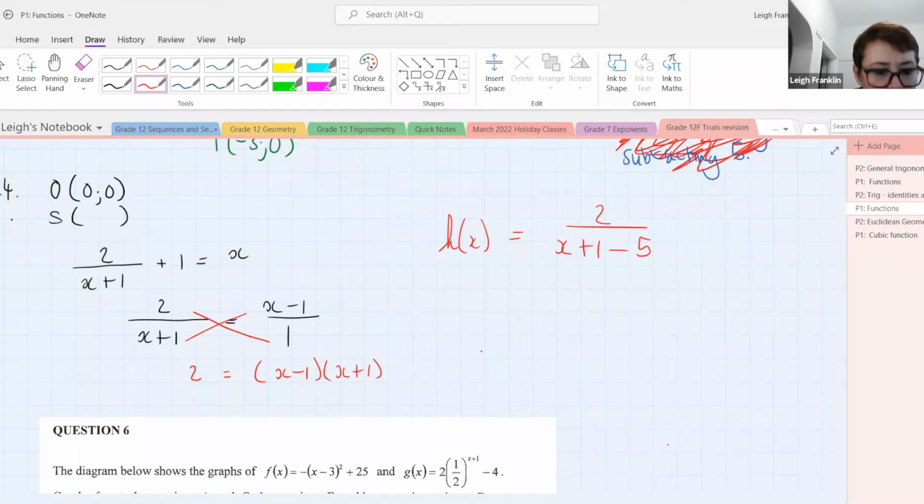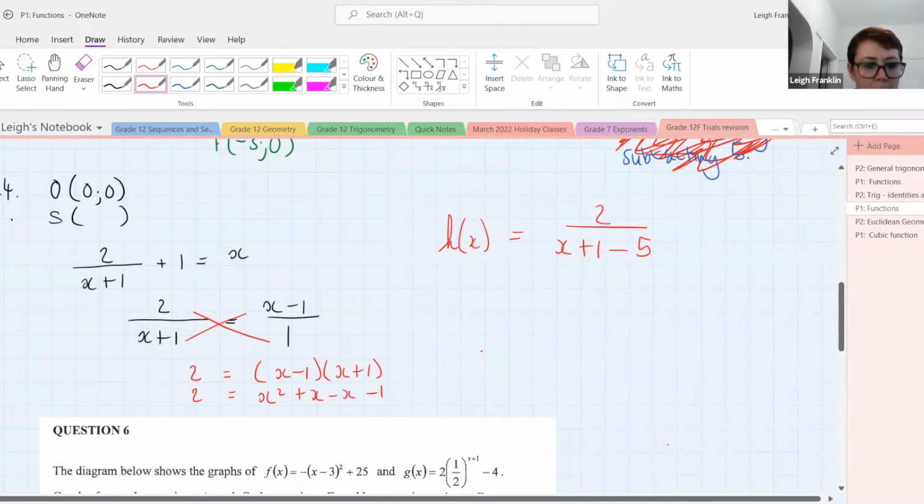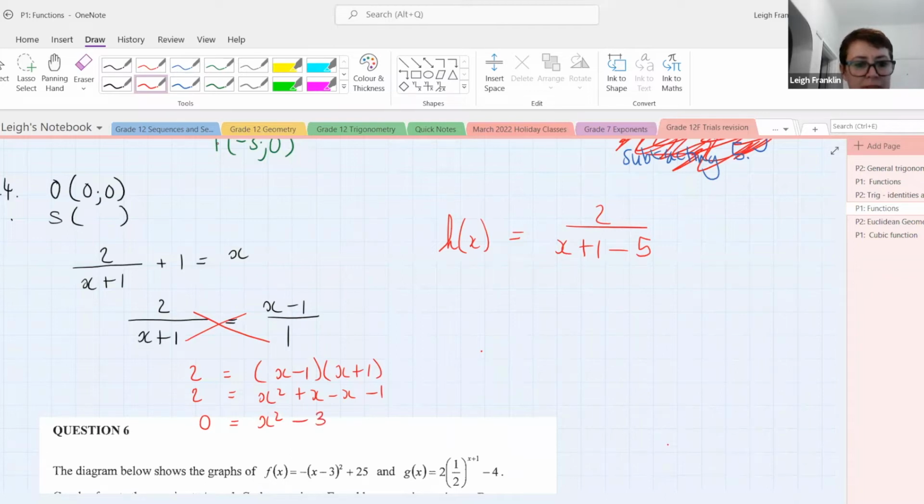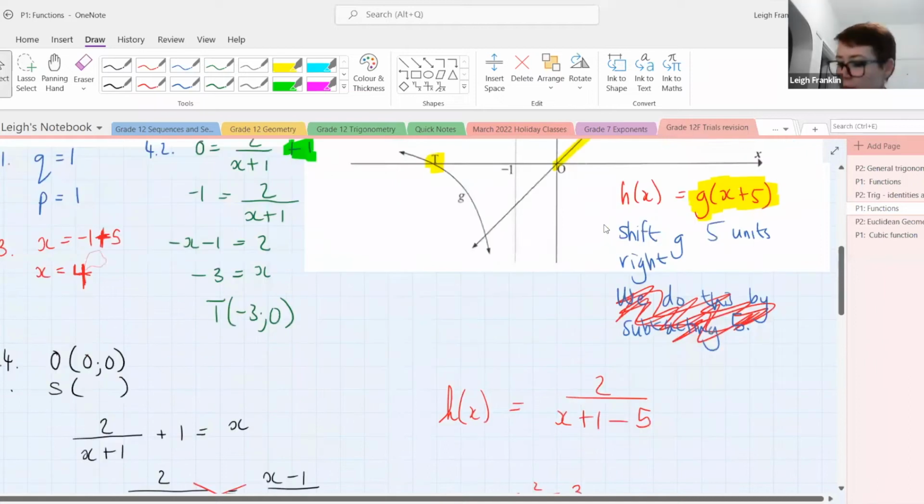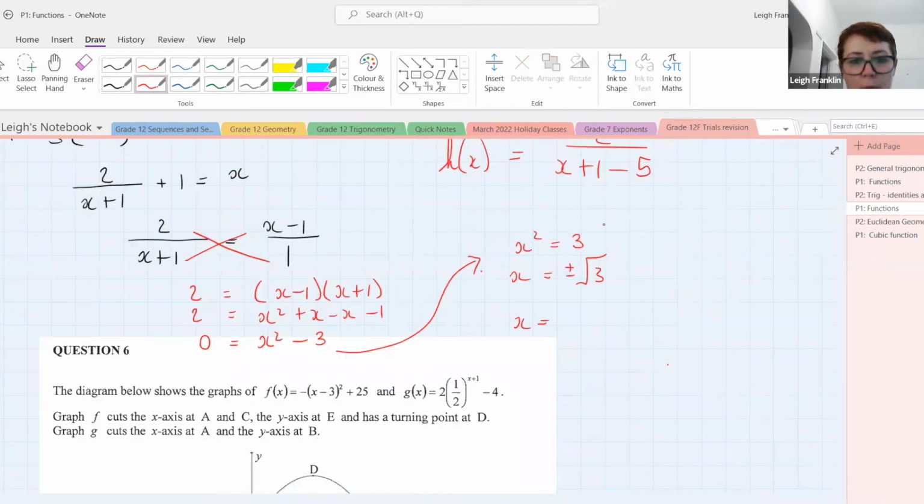All right, so now multiplying out our brackets, we're going to end up with x squared minus 1. Because this is quadratic, we want to get everything onto one side and make it equal to 0. So that's going to be x squared plus x minus x, and then minus 3, like so. All right, which means that x squared is going to be equal to 3. So x is going to be plus or minus root 3. But since S is a point in the first quadrant, it means that x has to be equal to positive root 3. Is that making sense to everybody?